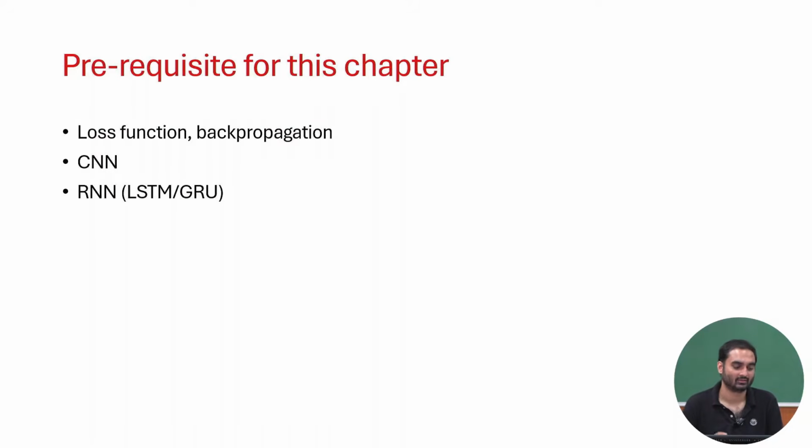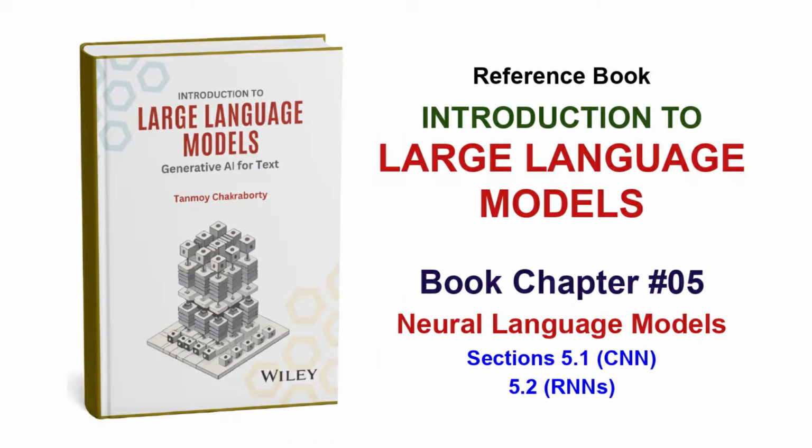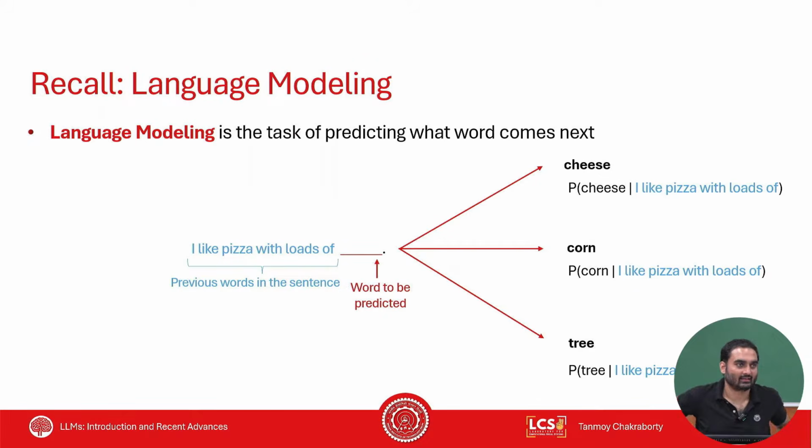For this chapter, these are the prerequisites. You should know what a loss function is, how backpropagation happens, and you should have a fair bit of understanding of CNNs and a little bit of understanding of RNNs also. Okay, so let's get started. This is a neural language model.